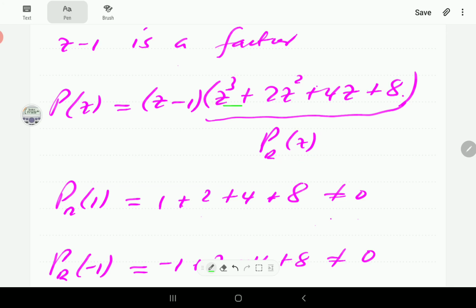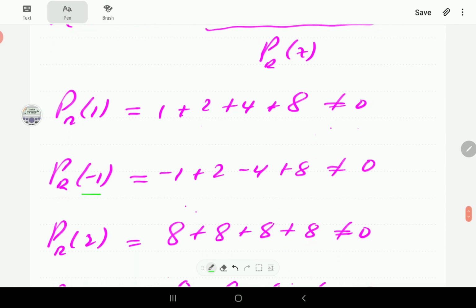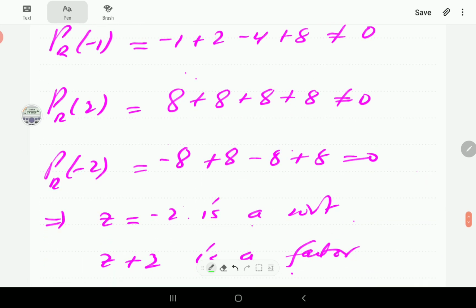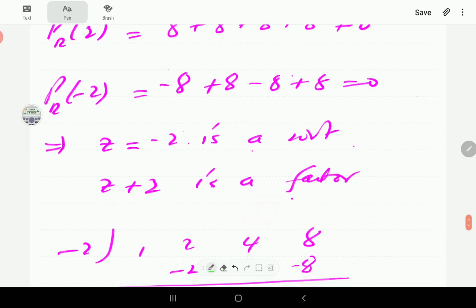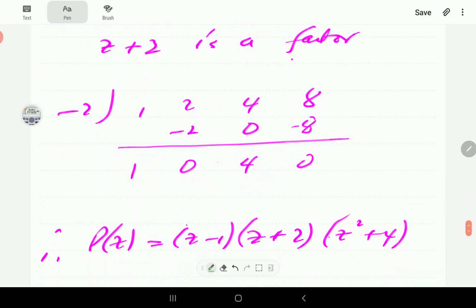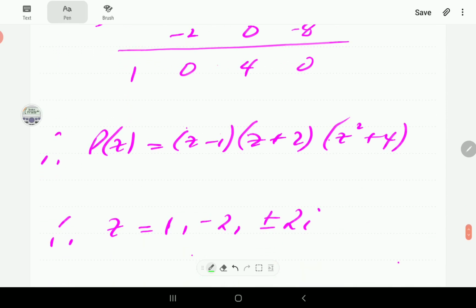Well, if we try the same thing, we're not going to be so lucky this time. 1 plus 2 is 3, plus 4 is 7, plus 8. So with these ones, 1 is not going to work out. We tried it anyway for the full record, and then -1 also doesn't work. 2 also doesn't work, but -2 does work. And then using that we divide, and now we're going to find a quadratic. It's going to be z squared plus 4. If you solve that one, you get plus or minus 2i. These are the other two that we already found earlier.